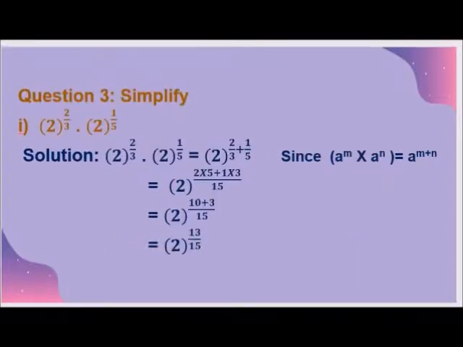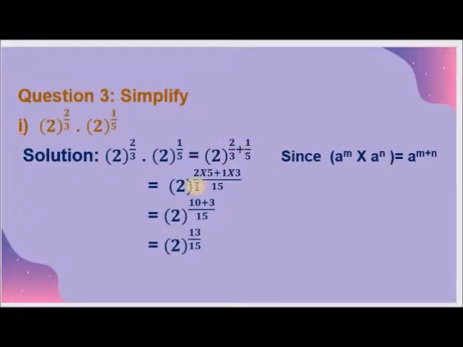Now next part is question number 3. Simplify. First part is 2 raised to the power 2 by 3 multiply 2 raised to the power 1 by 5. So here we are having the same base. The terms are in multiplication and our powers are different. So we have studied one law, that is a raised to the power m multiply a raised to the power n is equal to a raised to the power m plus n. So here we will write the same base and add the powers. So 2 upon 3 plus 1 upon 5.